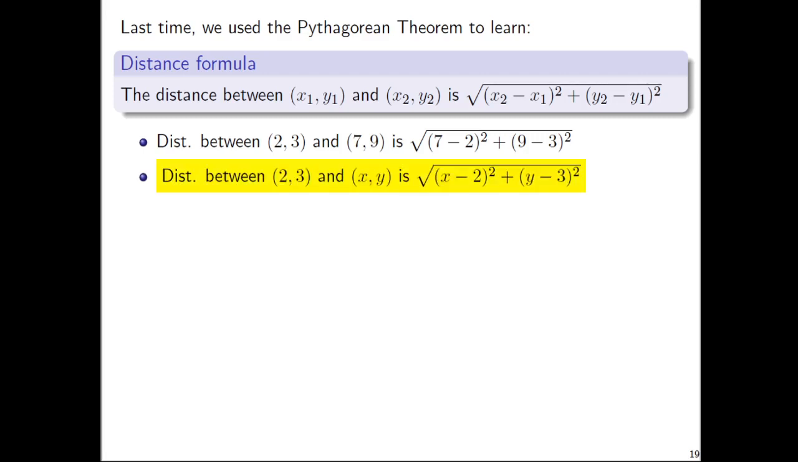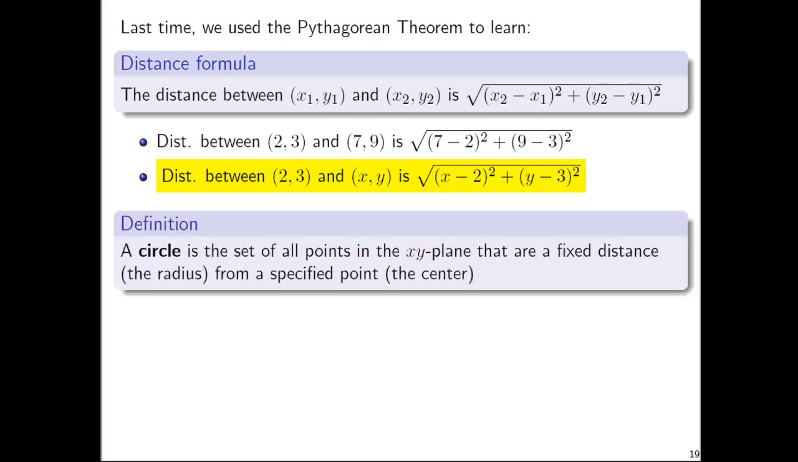Also, let's change up the question a little bit and talk about the distance between the point 2,3 and an unknown point x comma y. Instead of 7,9, just switch it to x,y. Then the distance is the square root of x minus 2 quantity squared plus y minus 3 quantity squared. Now, a circle, we just think of it as something that's round, but there's an actual definition: a circle is the set of all points in the plane that are a fixed distance from a specified point. That fixed distance is called the radius, and the specified point is called the center.